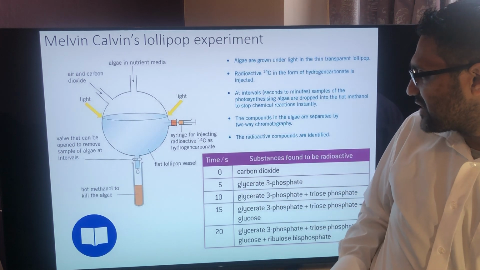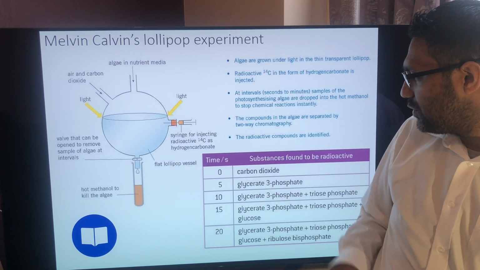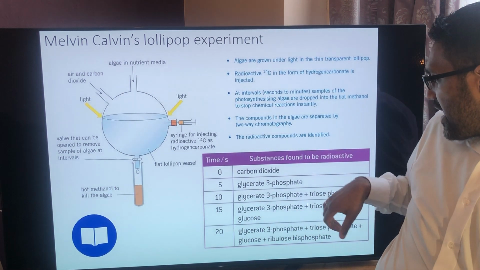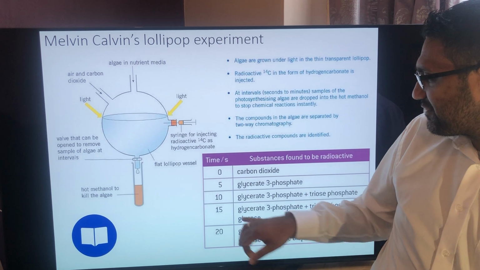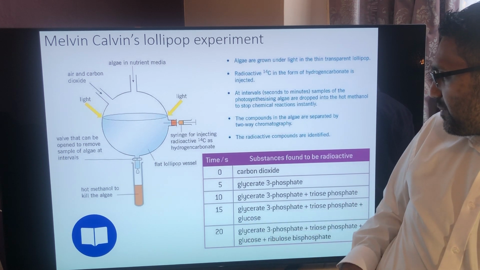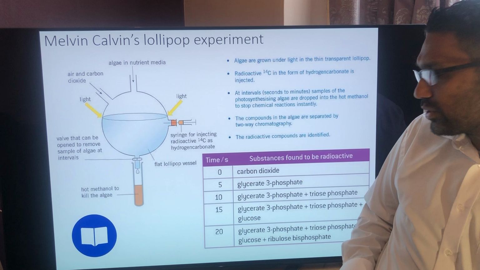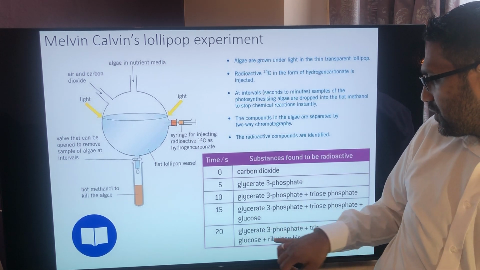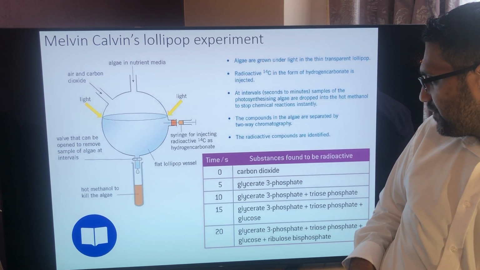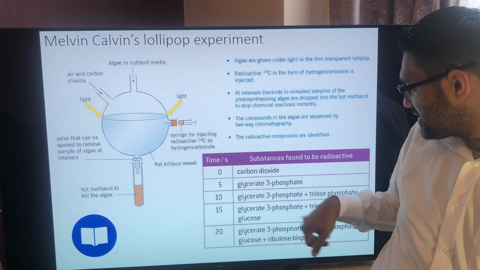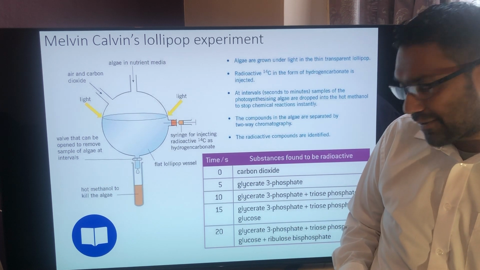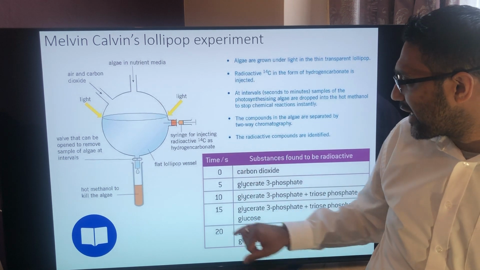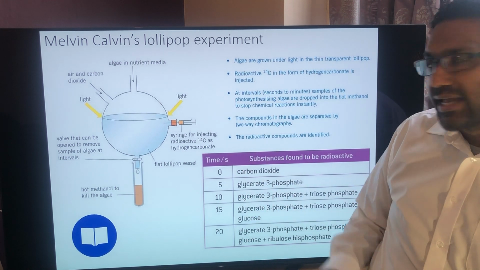Then, after 5 seconds, there's no carbon dioxide. It was now GP. After 10 seconds, there was some GP and there was some TP. After 15 seconds, there was GP, TP, and glucose. And after 20 seconds, there was GP, TP, glucose, and ribulose bisphosphate. After 25 seconds, it stayed the same all the time. Then they said, right, that must be the end of the cycle. So where does it all start? And that's how they came up with the Calvin cycle.